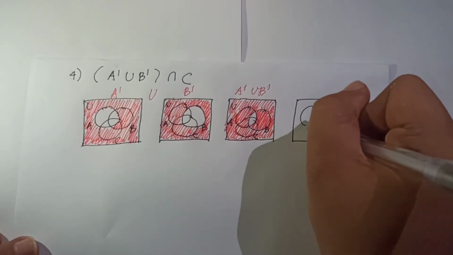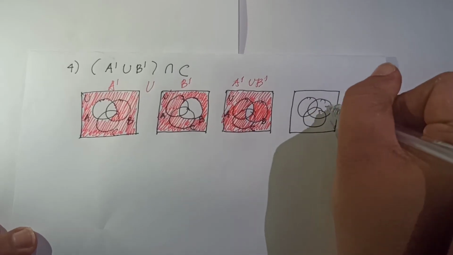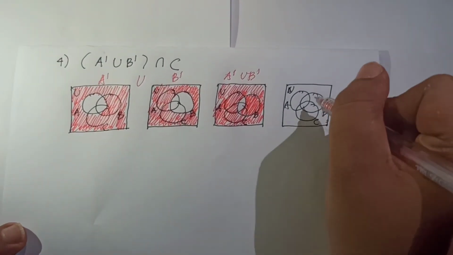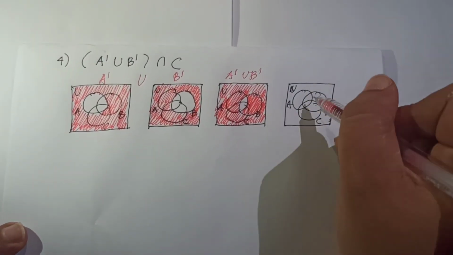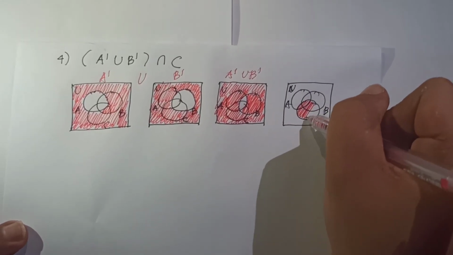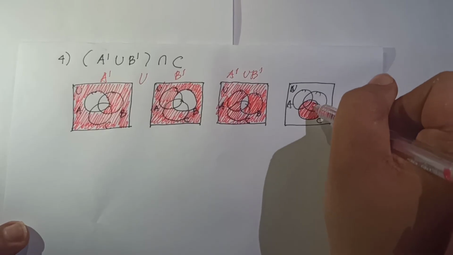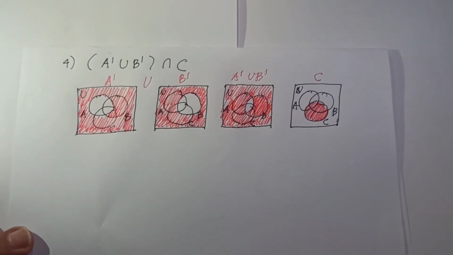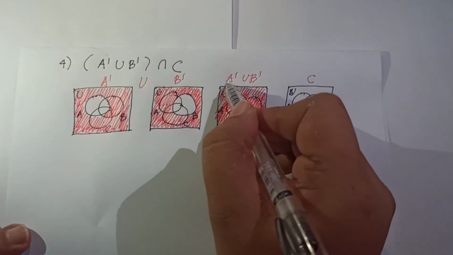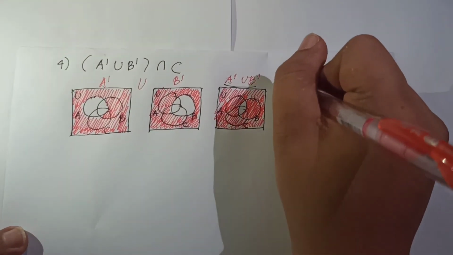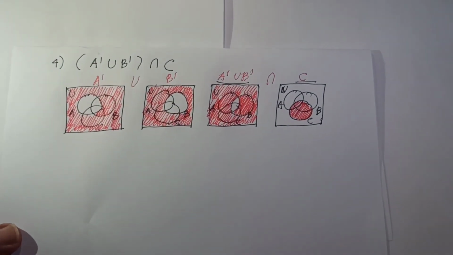If this is our C, so U, A, B, and C. So we are going to have the shaded part of C. Okay, this is our C. Next, we have the intersection of this. So we have the intersection. So we're going to draw here.